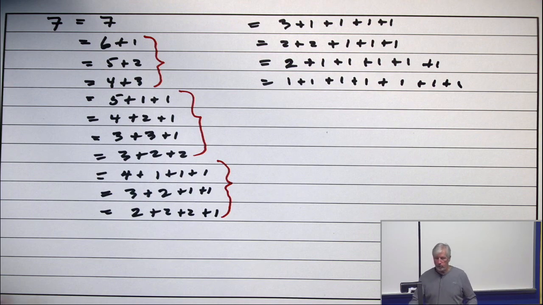Okay, so we can answer various questions now that we have this full list. The total number of partitions is 15. If you want to know the number of partitions, say, into 3 parts, the answer is 4, etc. How many partitions into distinct parts?